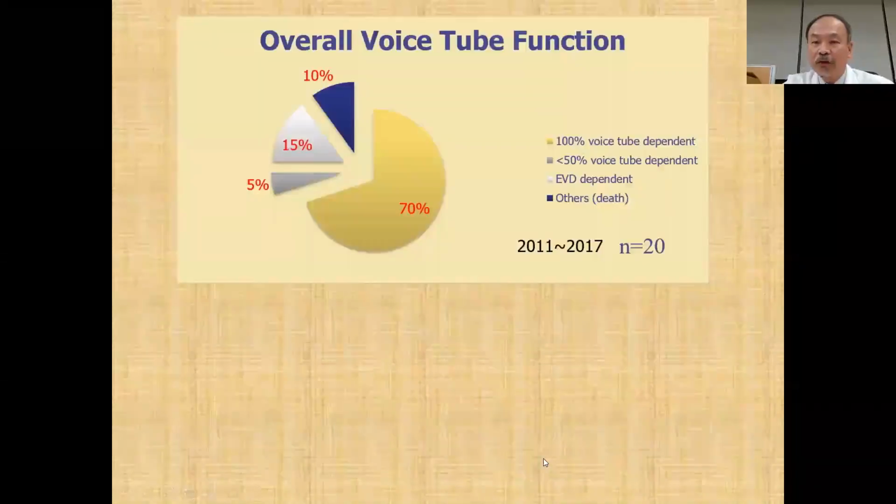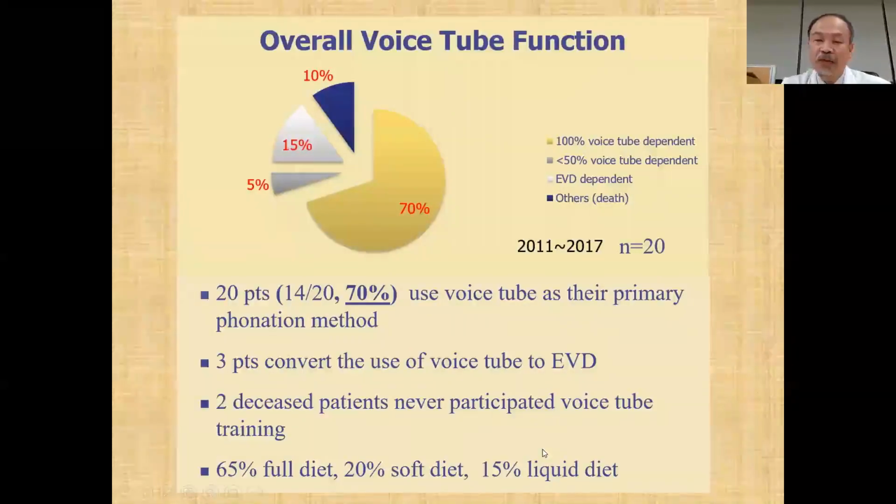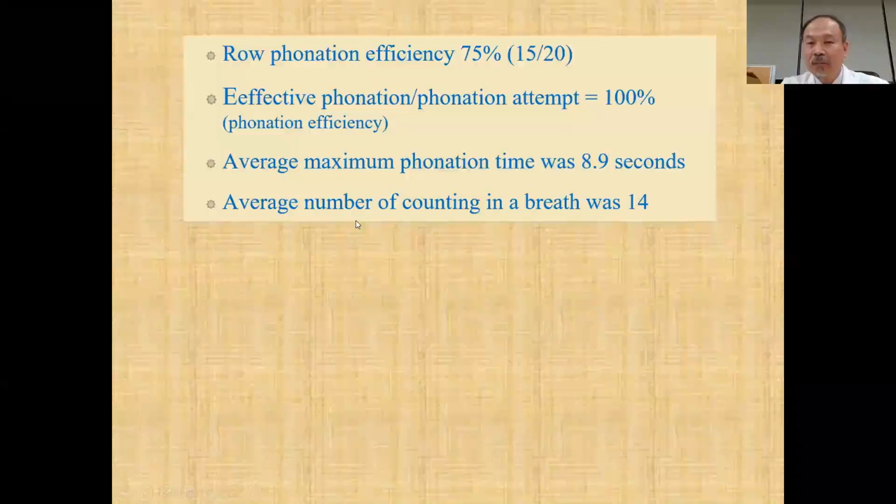And about the voice tube function, about 70% of my patients can use the voice tube as their primary phonation method. And 3 patients converted from the voice tube to an external voice device. And 2 deceased patients never participated in the voice tube training. And all of my patients can resume oral intake. About 75% of patients achieve a full diet. And the raw phonation efficiency is about 75%. The average maximal phonation time was about 8.9 seconds. The average number of counts in a breath was about 14.